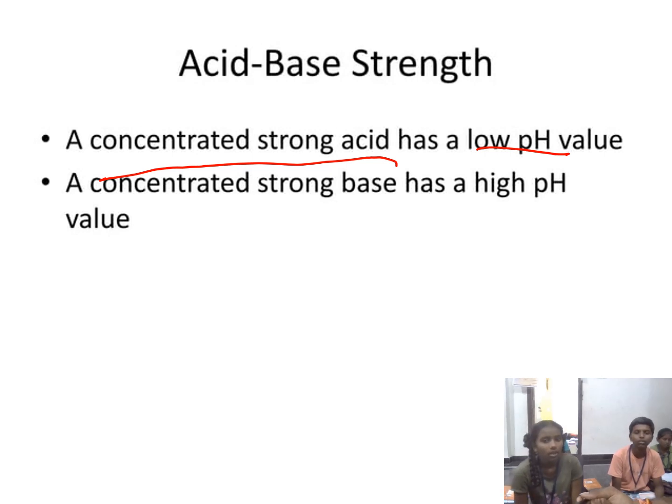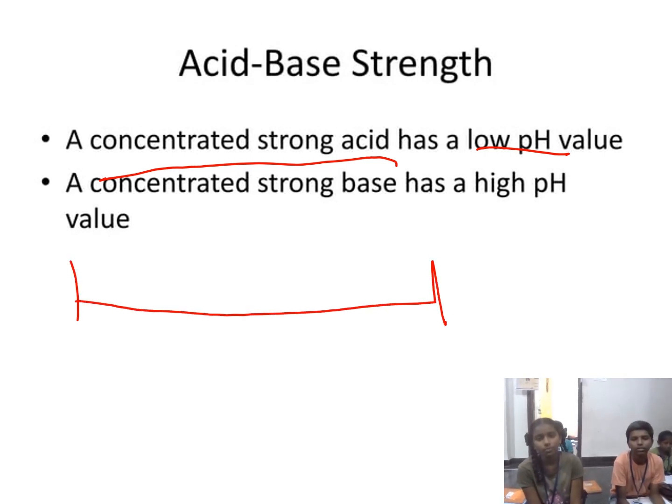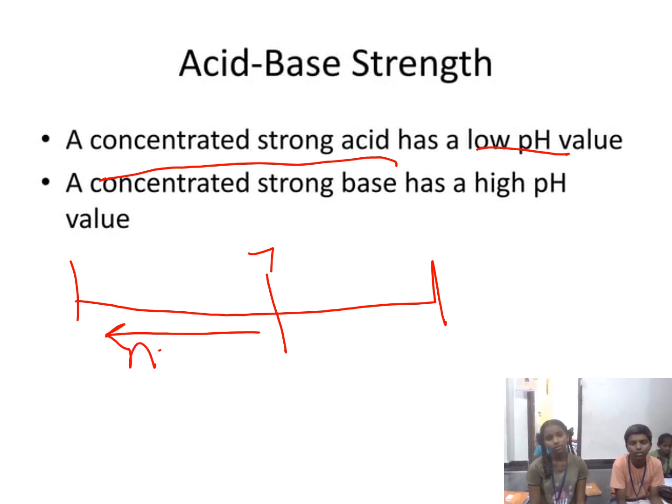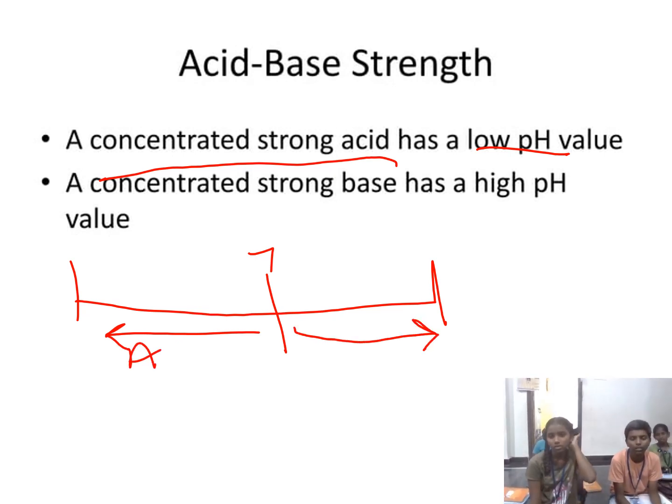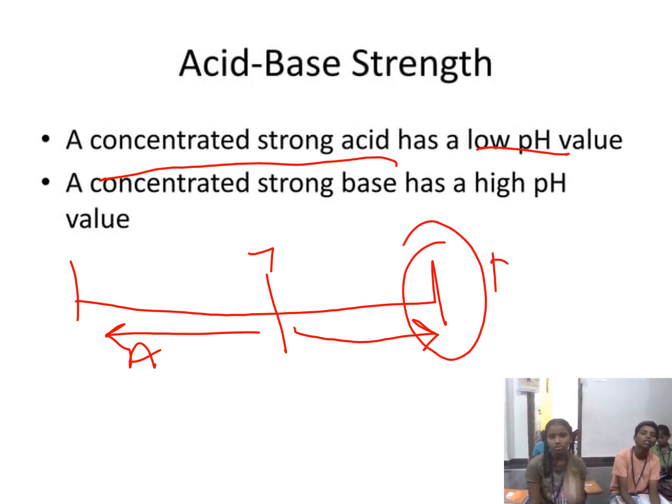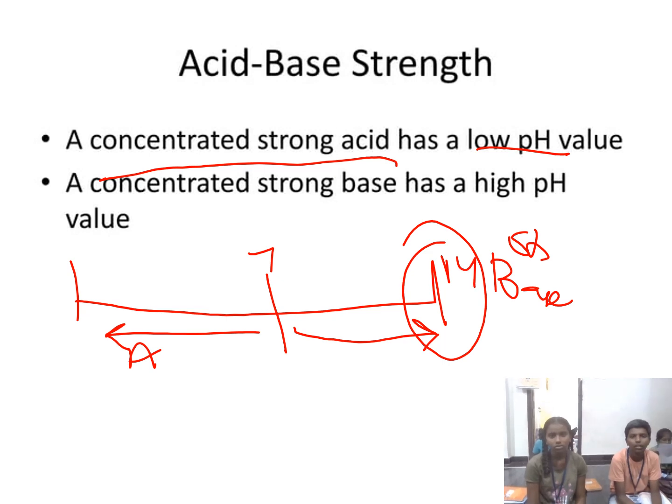A concentrated strong base has a high pH value. This is really important. This is మన pH scale, right? ఇక్కడ 7 ఉంది. So this is the acidic increase అనేది ఇట్లా జరుగుతుంది. Basic increase అనేది ఇటు జరుగుతుంది. అర్థమైందా? స్ట్రాంగ్ బేస్ అనేది నెంబర్ ఎక్కువ ఉంటే స్ట్రాంగ్ బేస్ దొరుకుతుంది. 14 దగ్గర స్ట్రాంగ్ బేస్ ఉంటుంది, 7 దగ్గర వీక్ బేస్ ఉంటుంది.